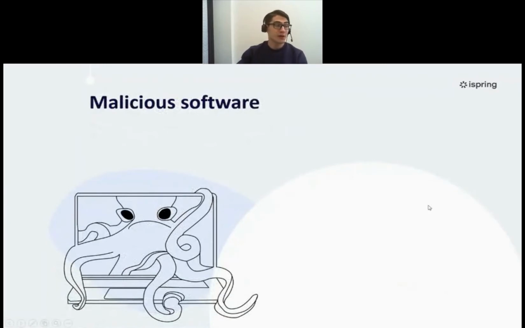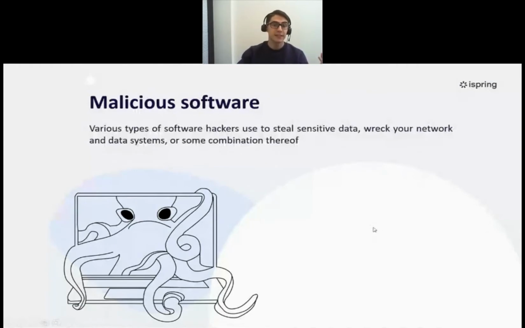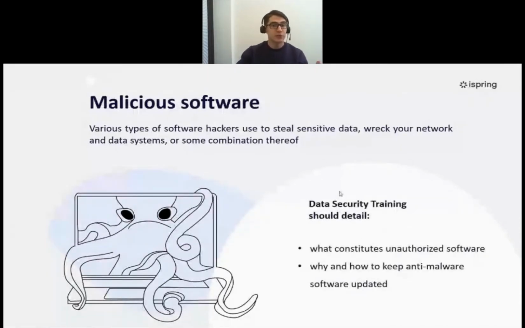All right, malicious software. So this is the second type of problem. It's a term for the various types of software hackers use to steal sensitive data, wreck your network and data systems, or some combination thereof, including phishing bots. Your data privacy training course should distinctly detail what constitutes unauthorized software and why and how to keep your anti-malware software updated.